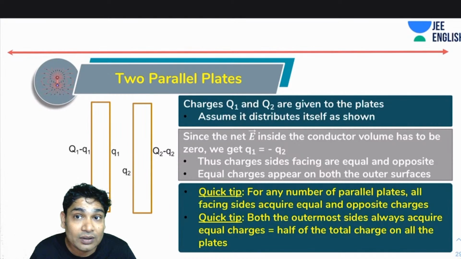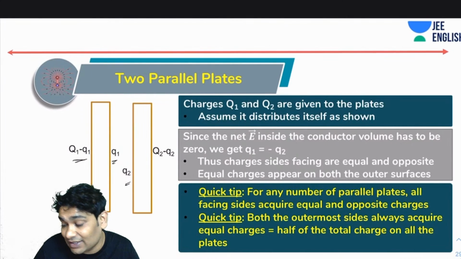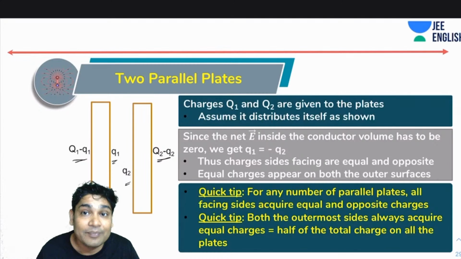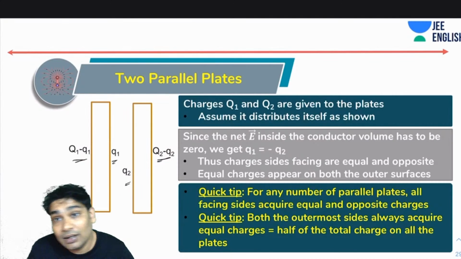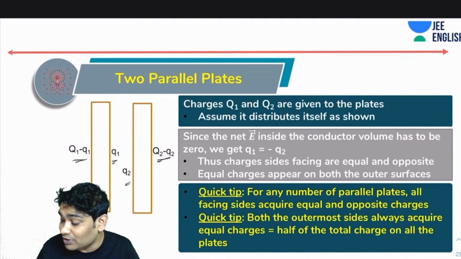Next, what happens when there are two parallel plates and they are given charges of Q1 and Q2? Assume it distributes itself in some manner. I have assumed this distribution: this guy is getting Q1 here, Q2 here. From charge conservation, I can say that this guy gets this much and this guy gets this much. Now, since the net E inside the conductor volume has to be 0, we will realize that Q1 equals minus Q2. Charges on the facing sides are always equal and opposite. Please remember this, it is a very important result.